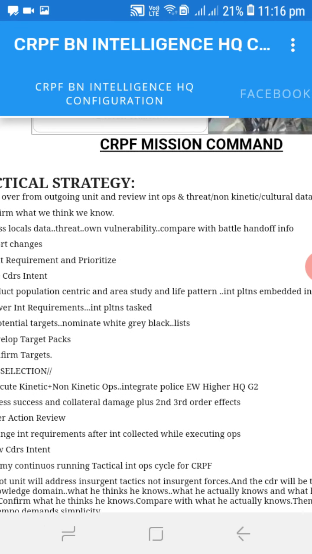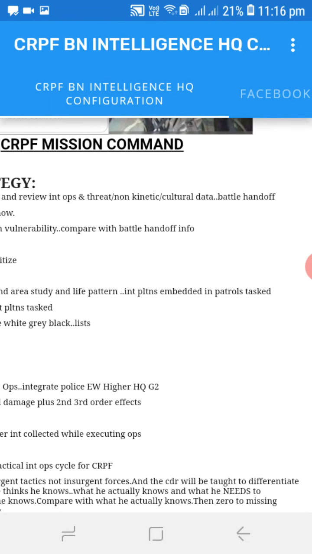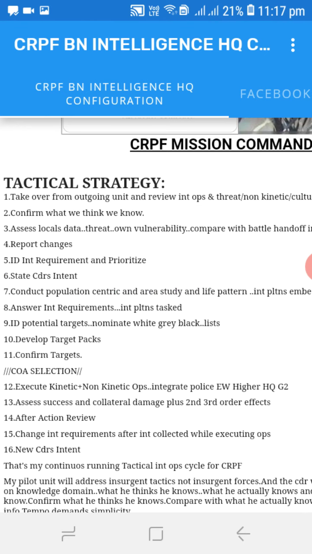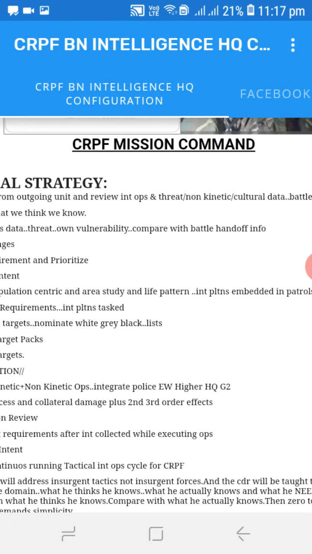So one is: take over from outgoing unit and review int ops and threat, non-kinetic, cultural data, battle handoff. Second, confirm what we think we know. What we think is something else; what we know is something else. So okay, we think about this thing, let's confirm it, that our postulates, our hypotheses are correct. For that, we need organic int units. Assess local data, threat, own vulnerability, compare with battle handoff information.